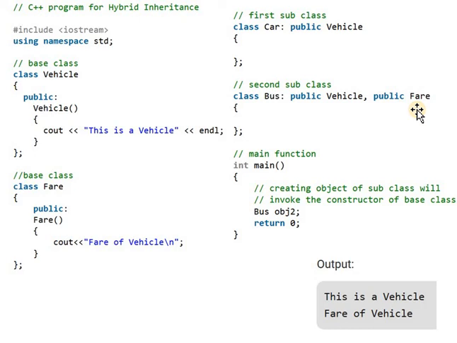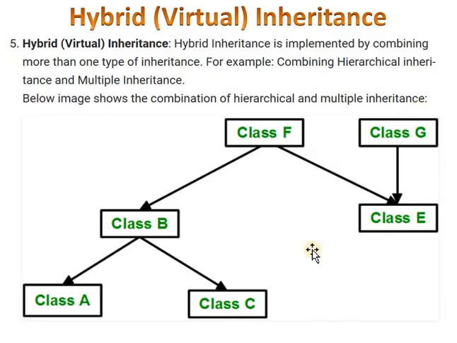This is a hybrid inheritance. In a hybrid inheritance, there is more than one type of inheritance present. In the above figure, a multiple inheritance exists, as well as a hierarchical inheritance. This kind of inheritance we call hybrid inheritance. These are the 5 types of inheritance present in object oriented programming, or in the C++ language.